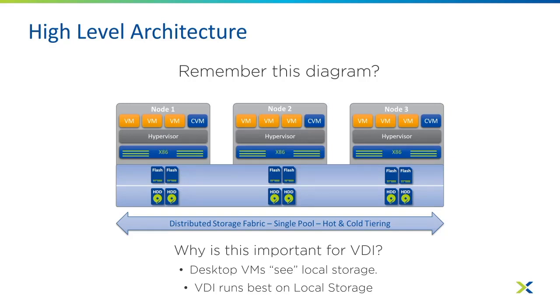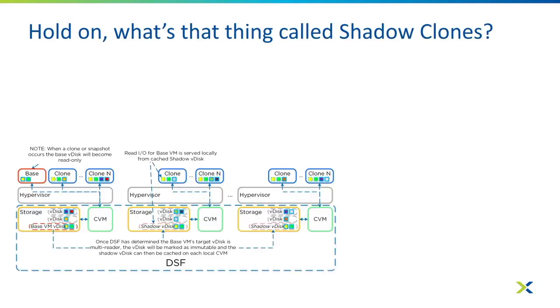We have that concept of local data, like we've just seen. The desktop virtual machines see local storage. They're presented with local storage. But the Nutanix cluster maintains a distributed storage fabric across all of those nodes. If one of the virtual machines were to go to another node, then over time, a few minutes to be honest, that concept of data locality is maintained.